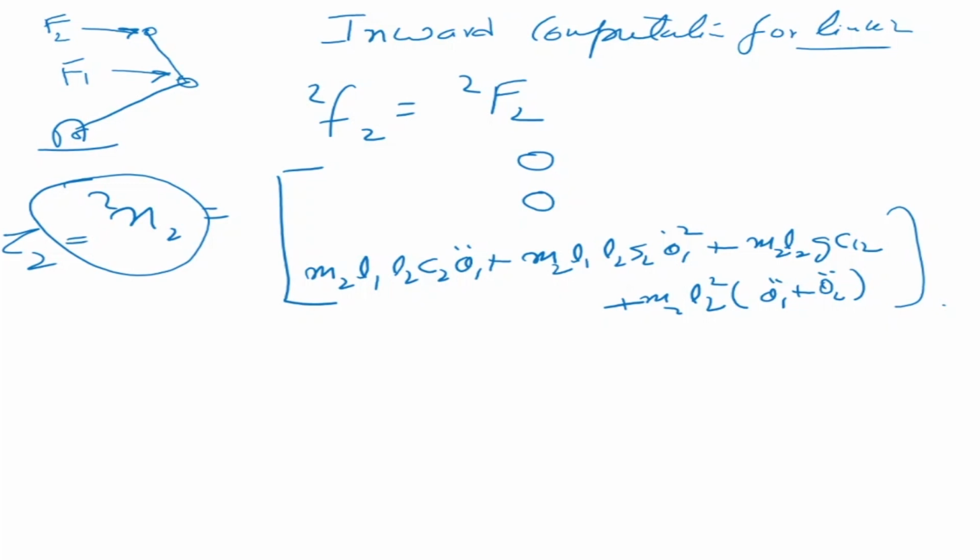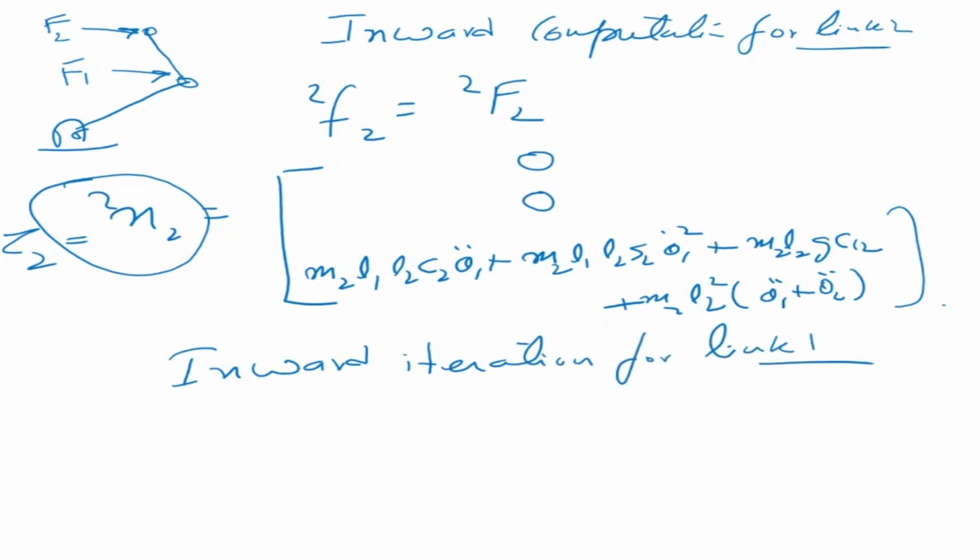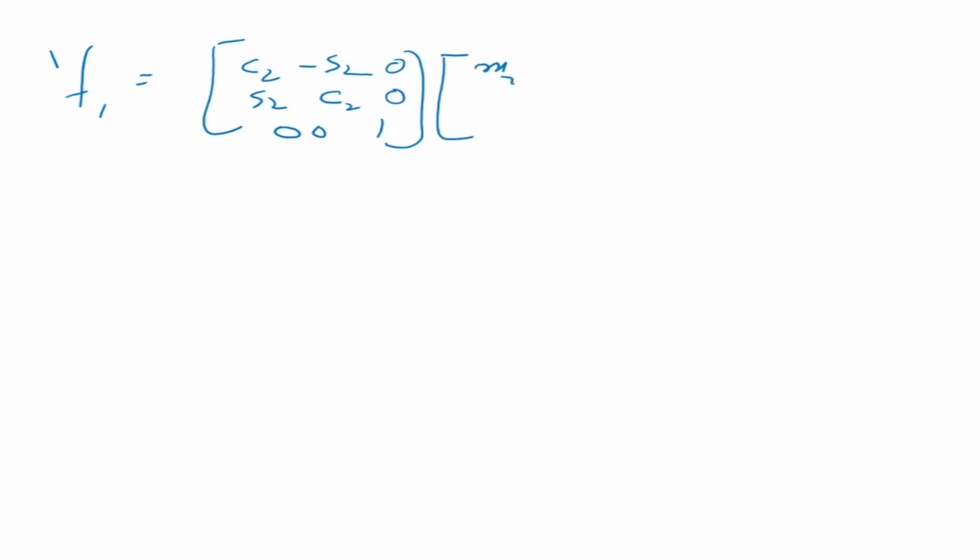Okay, now what about the inward iteration for link 1? So inward iteration for link 1, what we get is F1 is equal to [cos θ2, −sin θ2, 0; sin θ2, cos θ2, 0; 0, 0, 1] into [m2 L1 sin θ2 θ1 double dot − m2 L1 cos θ2 θ1 dot squared + m2 g s12 − m2 L2 (θ1 dot + θ2 dot) squared] is the first term.